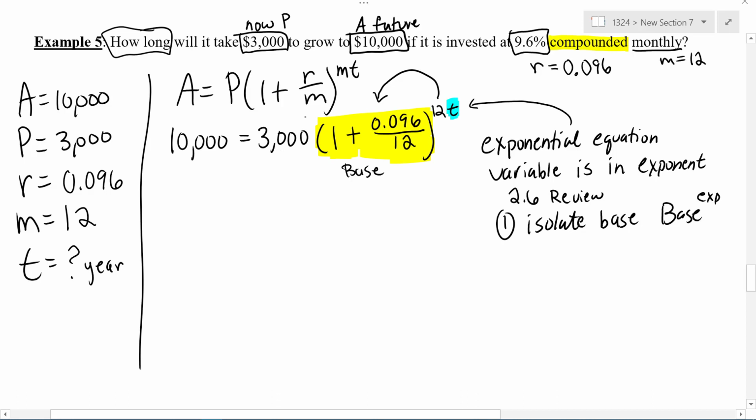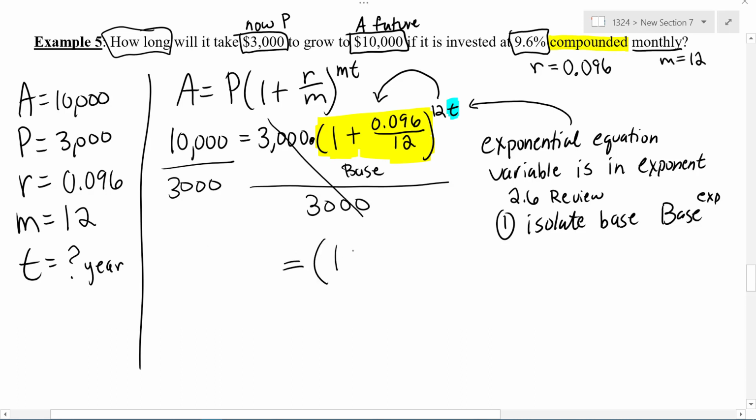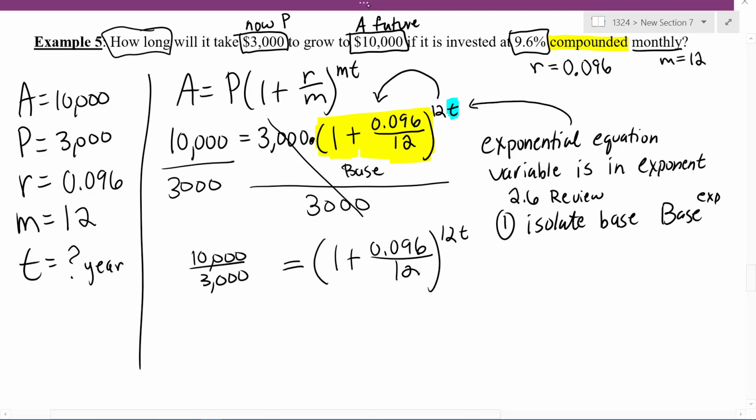So that means the 3,000 is not part of the base, and it's not part of the exponent. It's being multiplied times the base, so I'm going to get rid of it by dividing both sides by 3,000. The 3,000 on the right hand side is going to cancel out, and I'm left with (1 plus 0.096 divided by 12) to the 12t power. You're welcome to simplify 10,000 divided by 3,000, or you don't have to. You can leave it as 10,000 divided by 3,000, and the calculator will do a lot of that work for us.